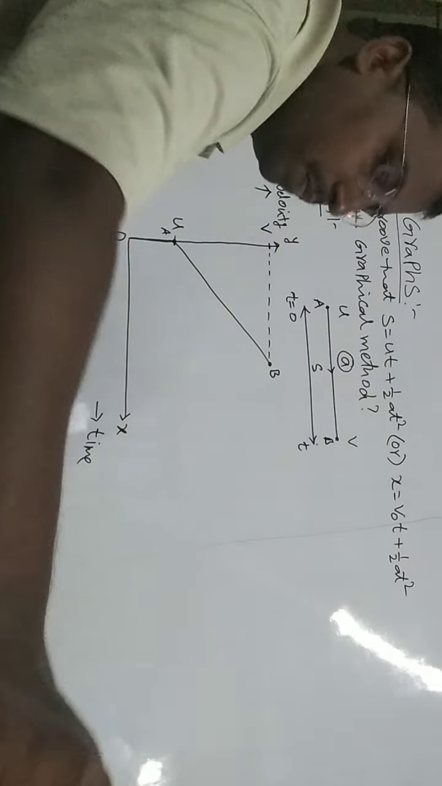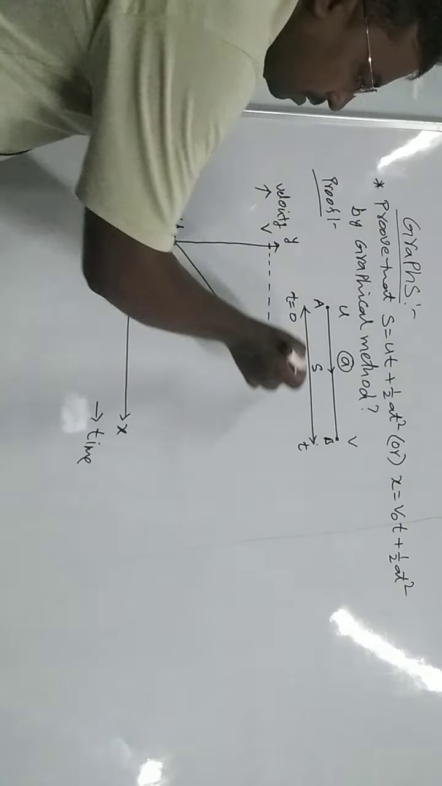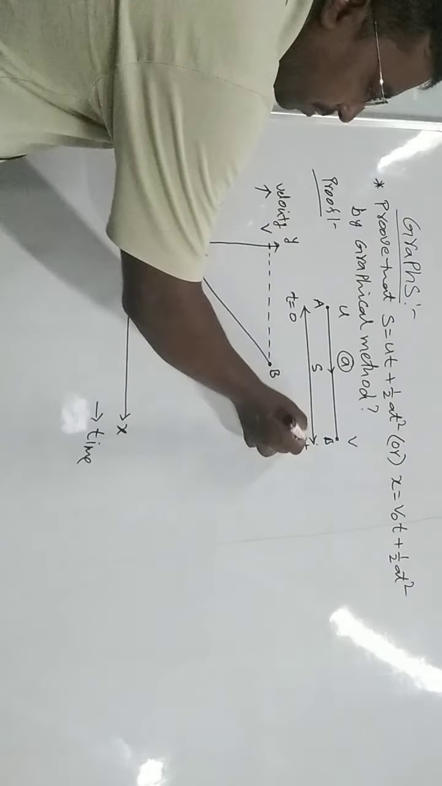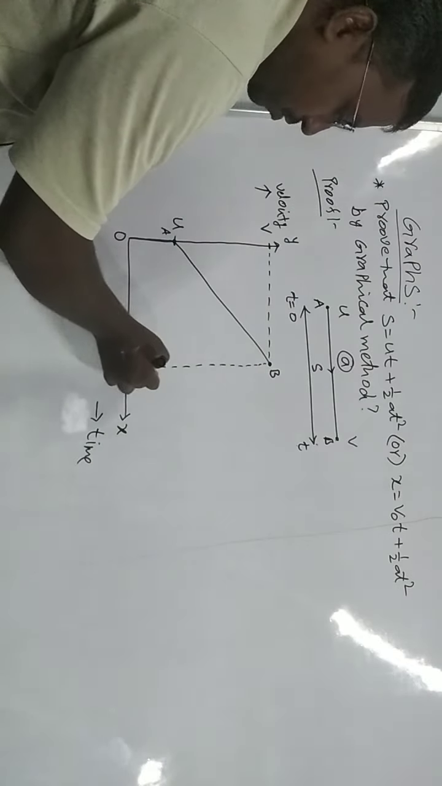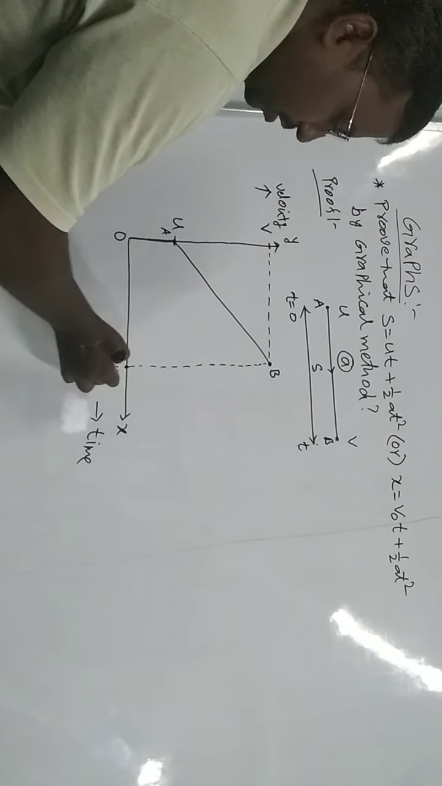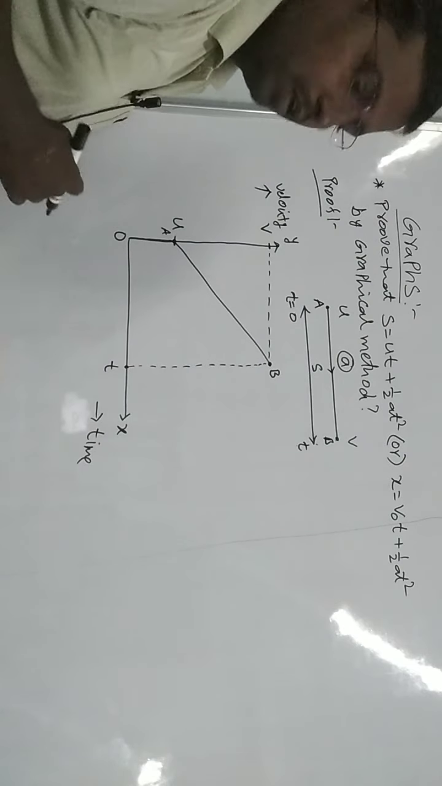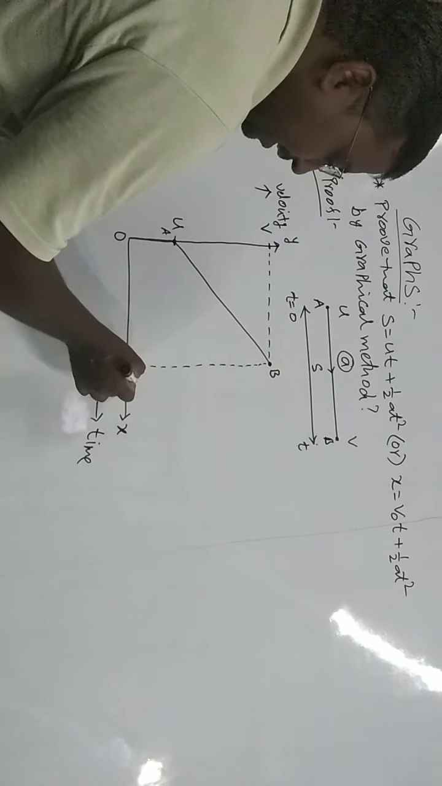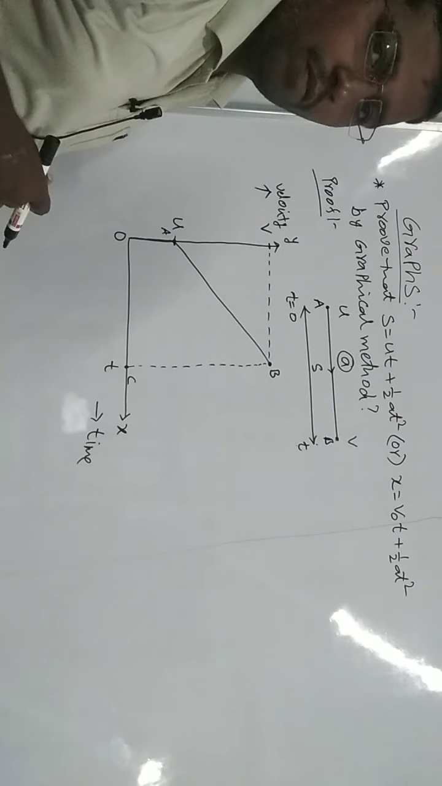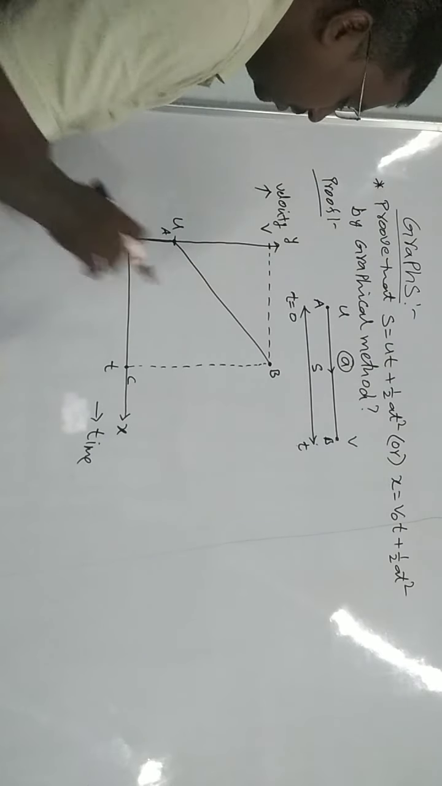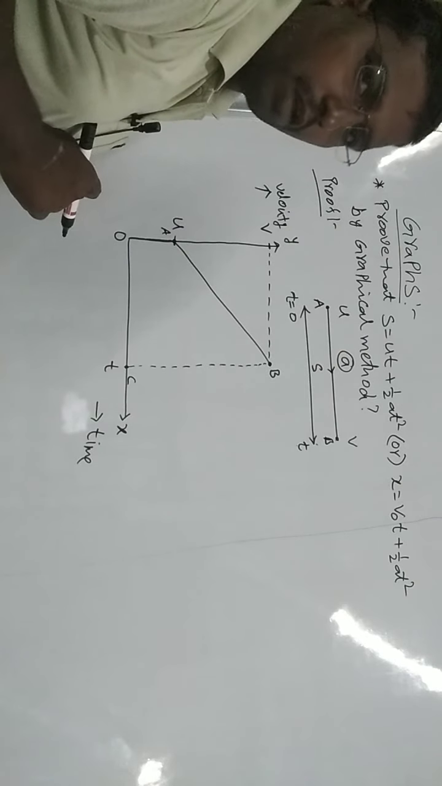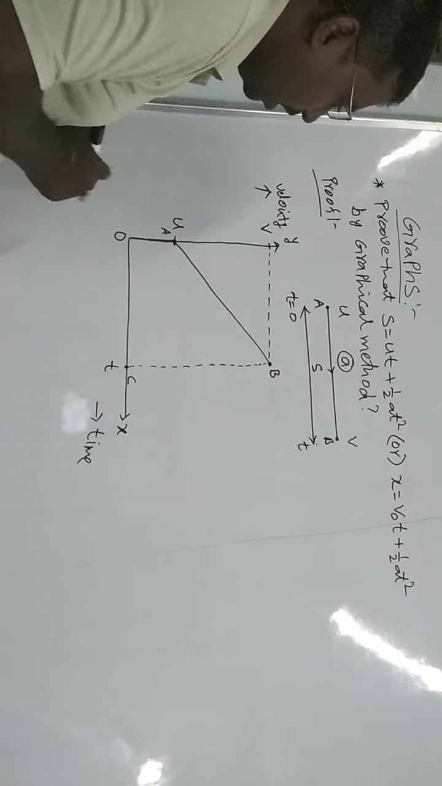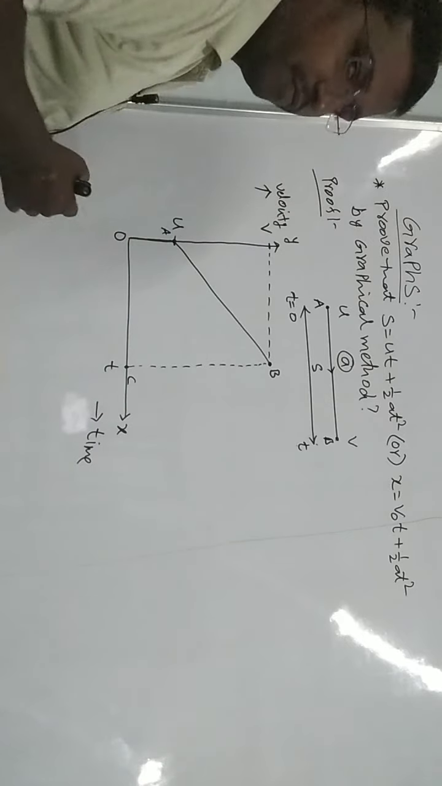Now the total time taken by the object is t. That's why this is the final point. At this point on the x-axis, which gives total time t, the point will be represented as C. So this is the AB line, a straight line, and this is the velocity-time graph.